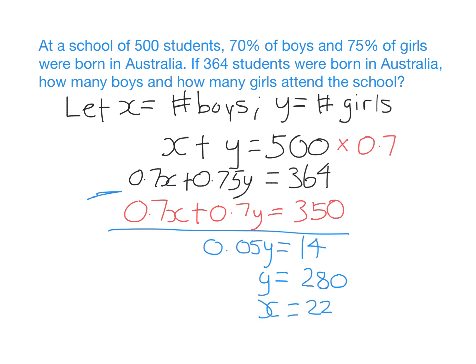So for these worded problems, make sure you answer with a sentence. So you just say something like, therefore, there are 280 girls, because girls was y, and there are 220 boys.